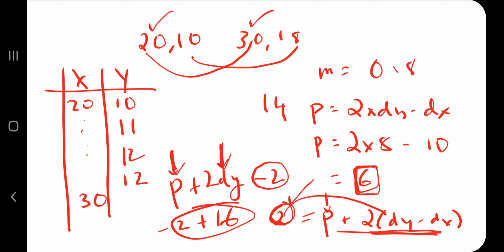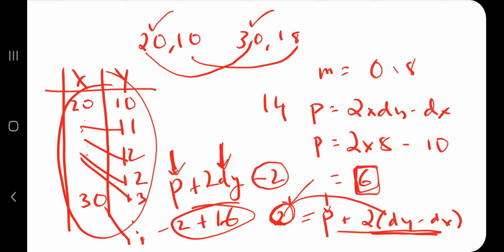Since it has come as 14, I'll increment the y value as 13. So this was for 21, 22, 23, 24. Like that we have to go till 30. So it will reach 18. Whatever points you get here, you have to mark in the graph, xy points. So I hope you got the answer for how to write the algorithm as well as the numerical.